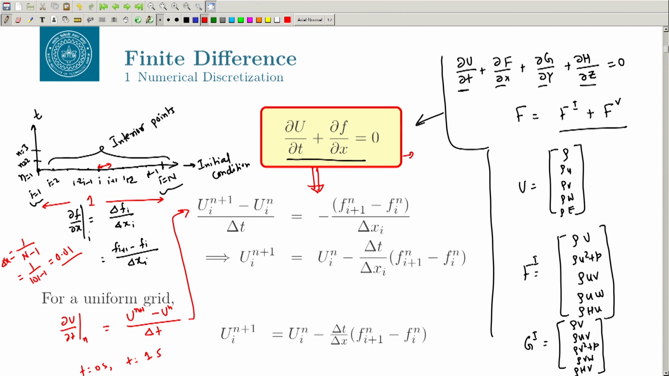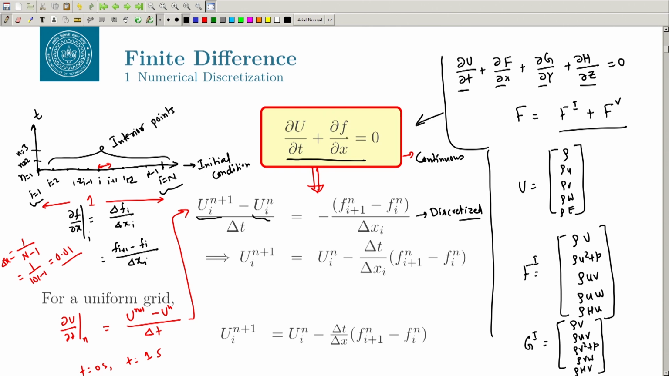This is your continuous form and this is your discretized form. And of course, when you are going in time, you have to have the initial condition at n equal to 1. That is why you have written it at every I. So, this is u I n plus 1 and u I n. The subscript denotes the spatial discretization and the superscript denotes the temporal discretization.